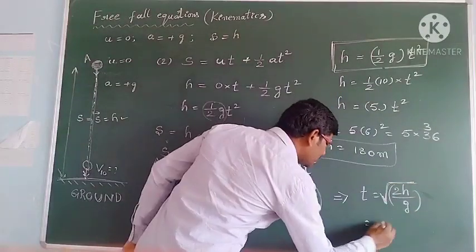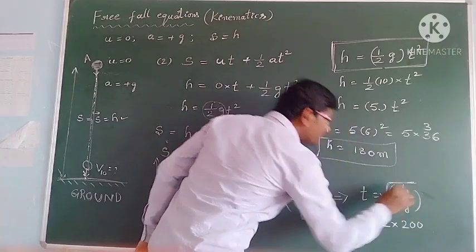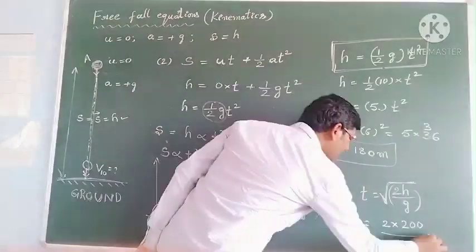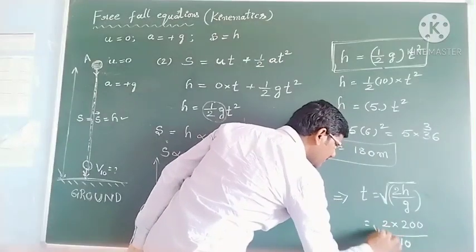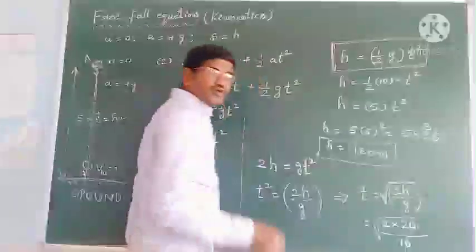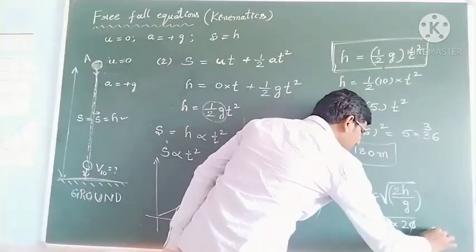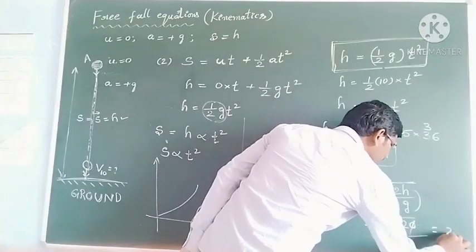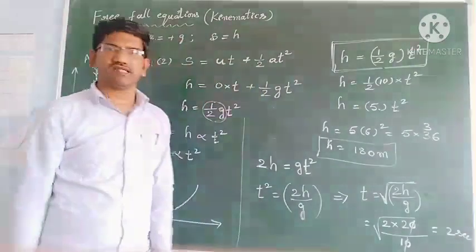For example, suppose the height is 200 and g value is 10 meter per second square. Or for example, you dropped from a height of 20 meters and they ask the time. This 0 gets cancelled, 2 into 2 is 4, so root 4, it takes 2 seconds. Like this you can calculate.